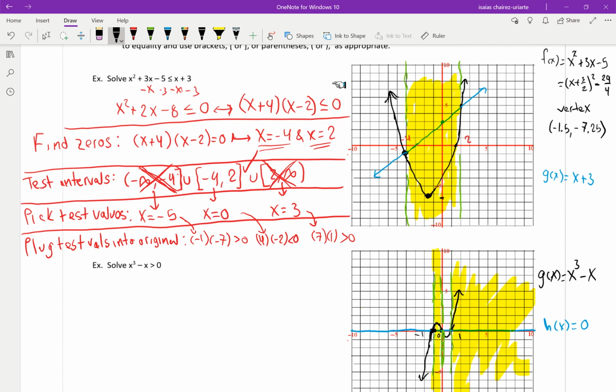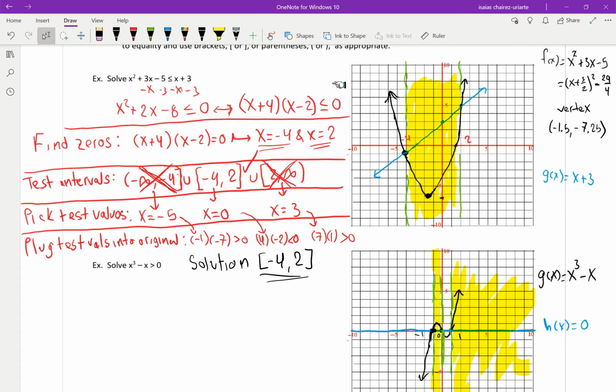Okay, so then I think we have found our answer. So the solution here, I hate my repertoire of color pens here. Solution. So the solution turns out is negative 4 to 2. That is the solution to the first part.